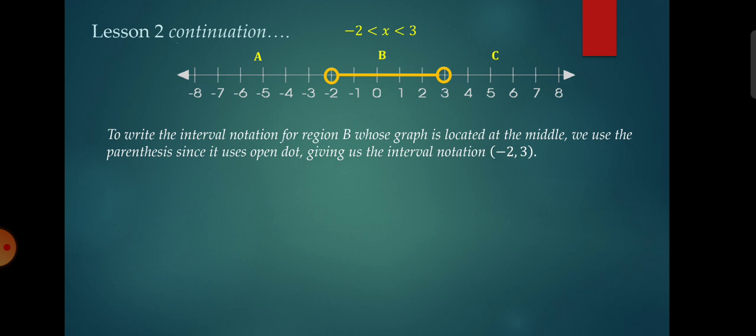To write the interval notation for region B, whose graph is located at the middle, we use the parentheses since it uses open dot, giving us the interval notation open close parentheses from negative 2 to positive 3, meaning wala ilabot ang negative 2 o 3.